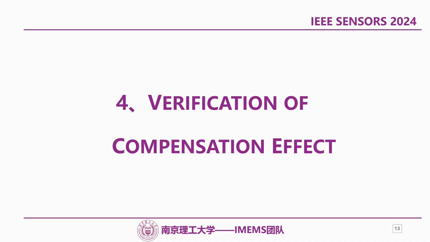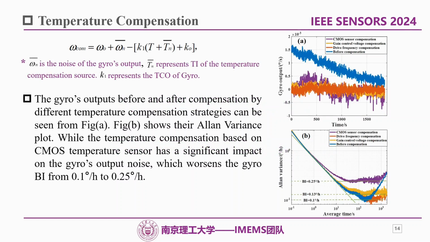To verify the compensation effect, we collect the gyro's output statically at room temperature, as seen in Figure A. The gyro's output has obvious temperature drift, but after compensation, the drift is suppressed, but the bias instability of the gyro output is worsened.